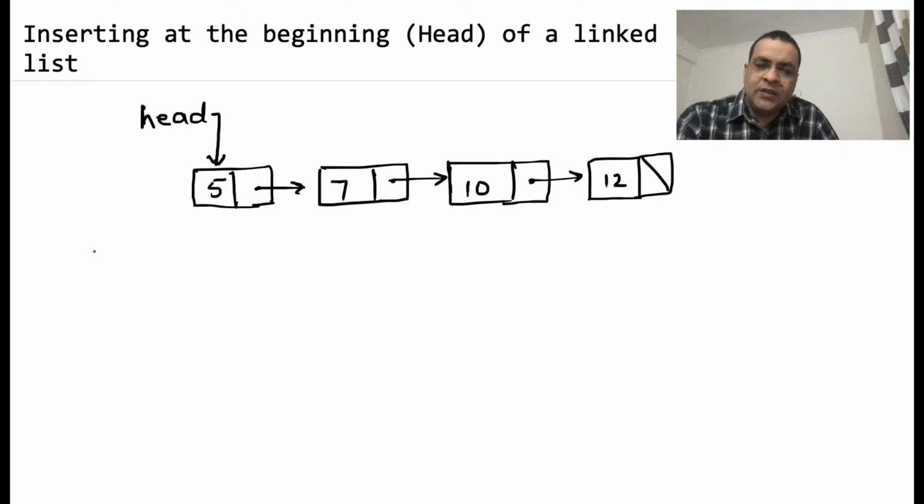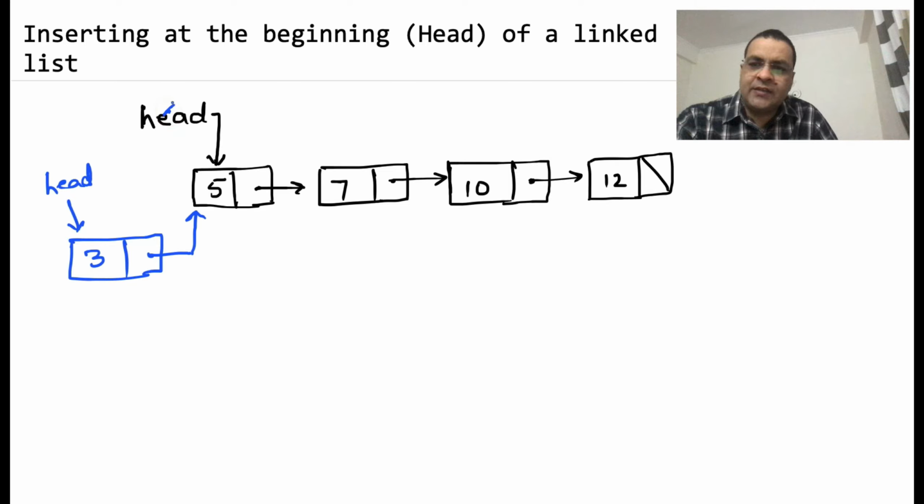So if we want to insert a new value, essentially what should happen is that we should create a new node with the value 3. Then 3 should be the first node, which means that the head should be pointing here. And the second node should be the current first node, which means that next of 3 should point to 5. And because the head is pointing to 3, this head is no more here. So essentially it's a very small work.